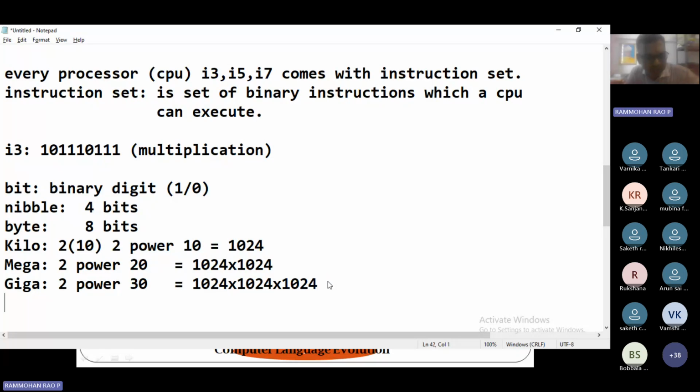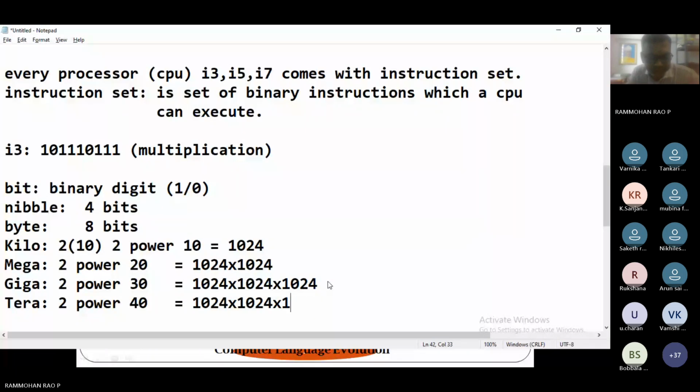Then comes gigabyte, megabyte, kilo, mega, giga. Then comes tera. Tera means 2 power 40, which is nothing but 1024 into 1024 into 1024 one more time. Like this it continues, my dear friends.